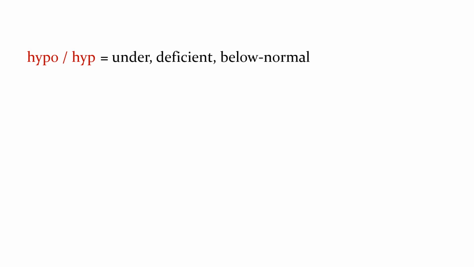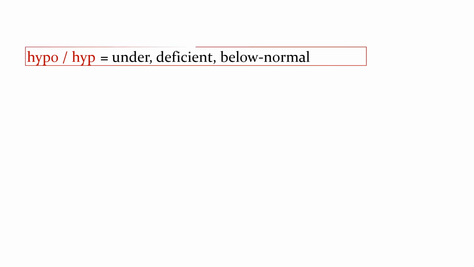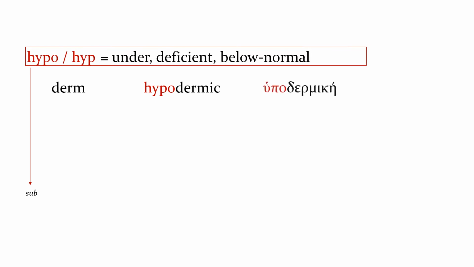Well, now we move on to hypo or hyp, and the hyp is used when the next letter is an H. And this means under or deficient, below normal, so it's the opposite of what we just learned. This one also has a Latin cousin, sub, like submarine, subdermal, subway, and so on. Well, we have the word derm, which we may or may not know means skin. Could also be leather. So hypodermic. So if something is hypodermic, it's below the skin.